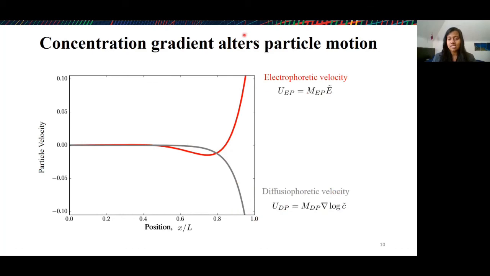As you can see, especially closer to the electrode, the diffusiophoretic velocity and the electrophoretic velocity are comparable. And so the total velocity of the particle is actually quite different from just the electrophoretic velocity. And so we would have to consider particle motion under both electrophoresis and diffusiophoresis to really complete the picture of particle motion in these systems.